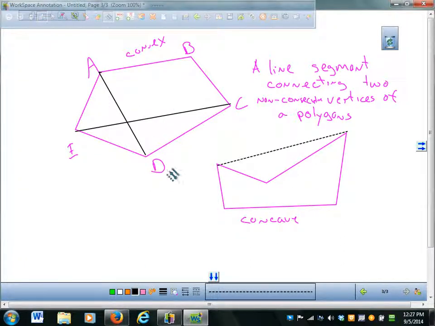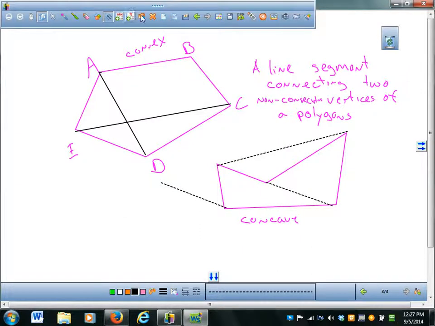You can also have diagonals that are inside the polygon. That's a diagonal too, right? So with a concave polygon, some of the diagonals will fall outside. Convex, they all fall inside. Is that your question? Good.